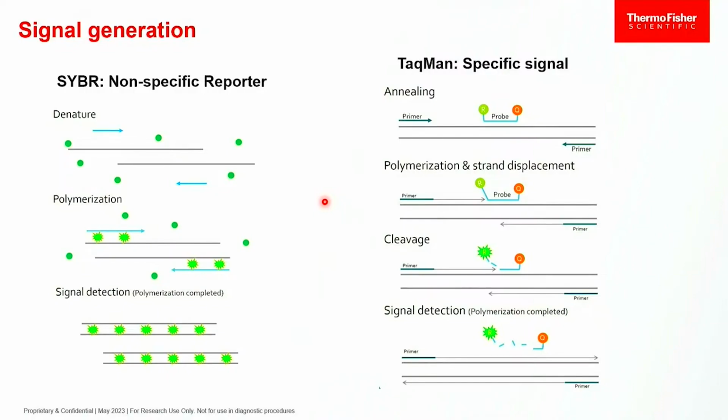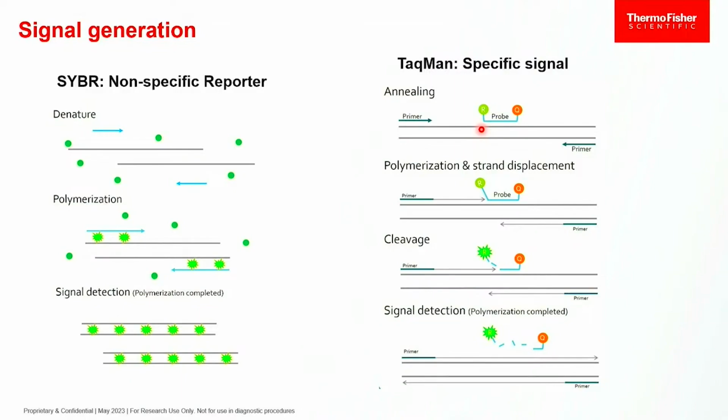We have the same two kinds of primers that start amplification. But in the middle, rather than getting our signal from this non-specific SYBR reporter, we're going to get signal from a sequence-specific molecule we call a probe. So a probe is going to have a fluorophore on one end and something to quench that fluorescence on the other. And if it's floating around free in solution, those two interact and you get no signal.